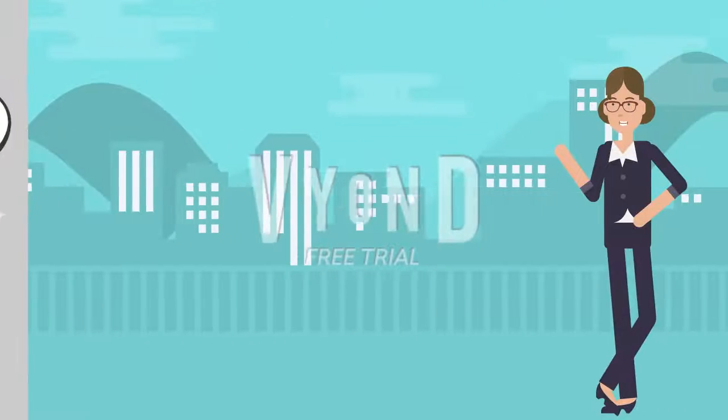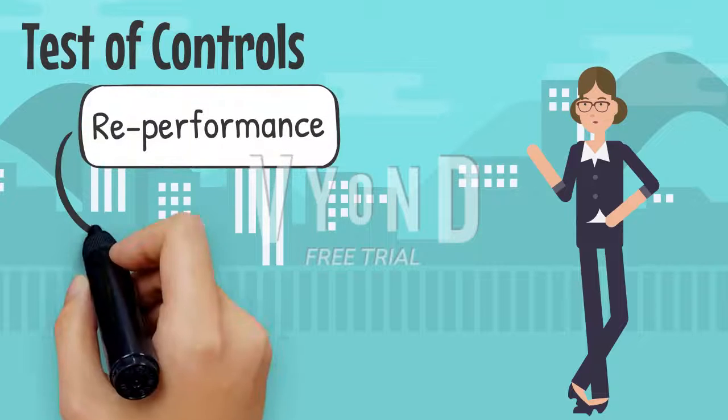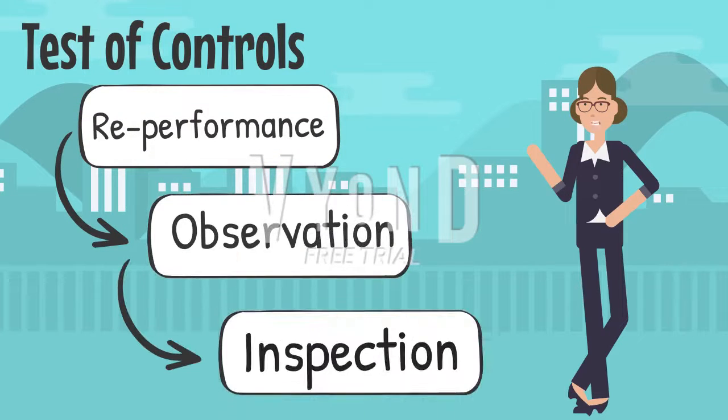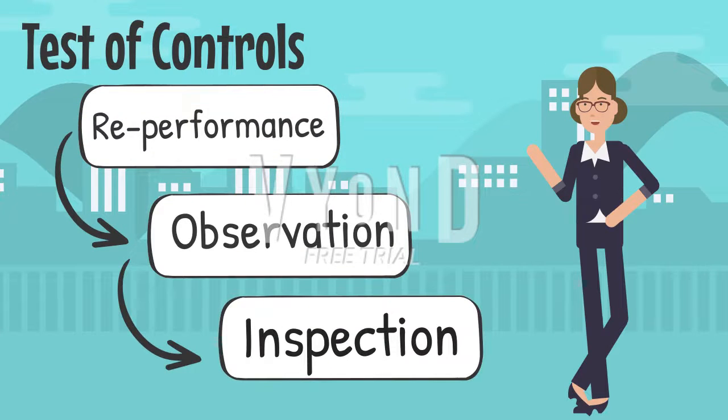A test of control is an audit procedure to test the effectiveness of a control used by a client entity to prevent or detect material misstatements. There are three categories of test of control. 1. Reperformance. Auditors may initiate a new transaction to see which controls are used by the client and the effectiveness of those controls. 2. Observation.